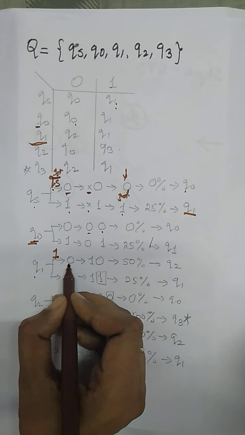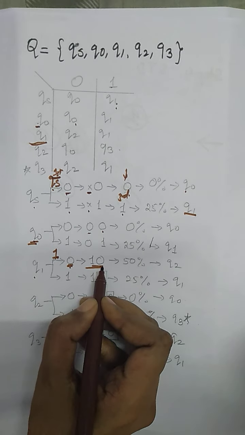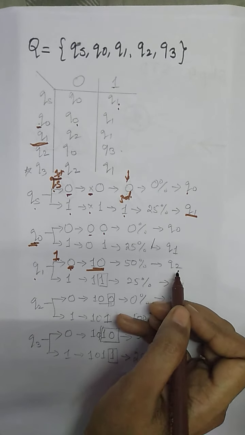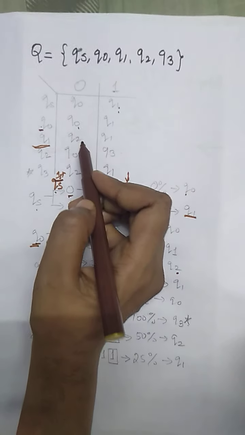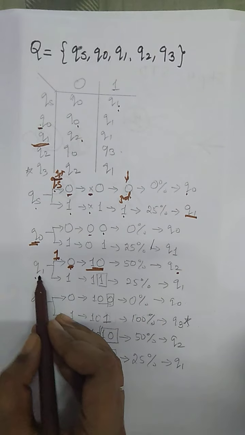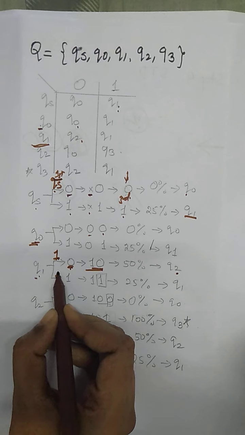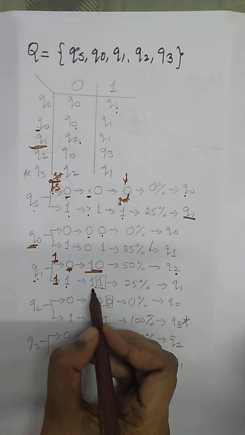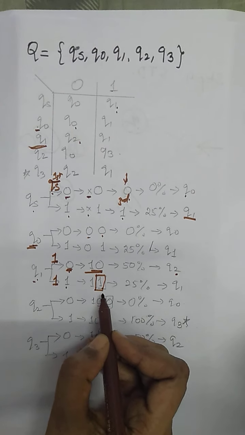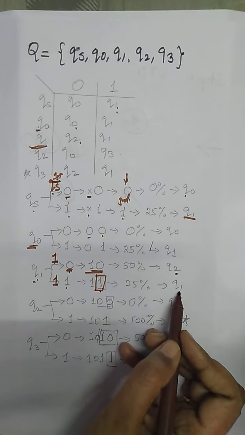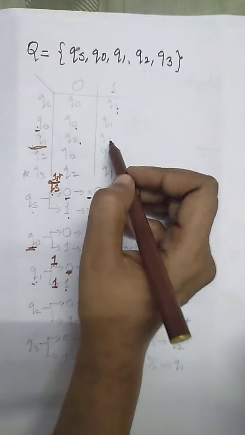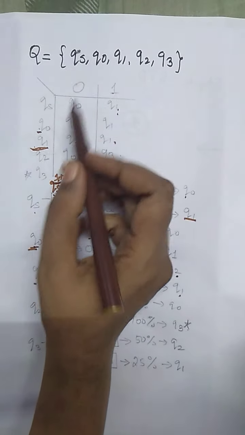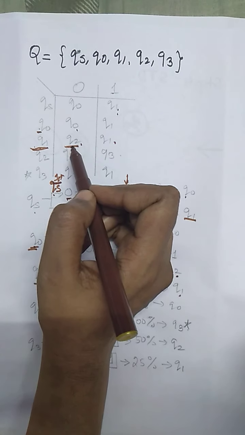With the first bit as 1 and the next bit as 0, it will be 1 0, which contains 50% of the answer. So it will go to Q2. So Q1 on 0 goes to Q2. Q1 represents the string 1, and with the next bit as 1 it will make 1 1, out of which it contains 25% of our solution, so it will go to Q1. So Q1 on 1 goes to Q1. Now Q1 on 0 goes to Q2, which is the new state.